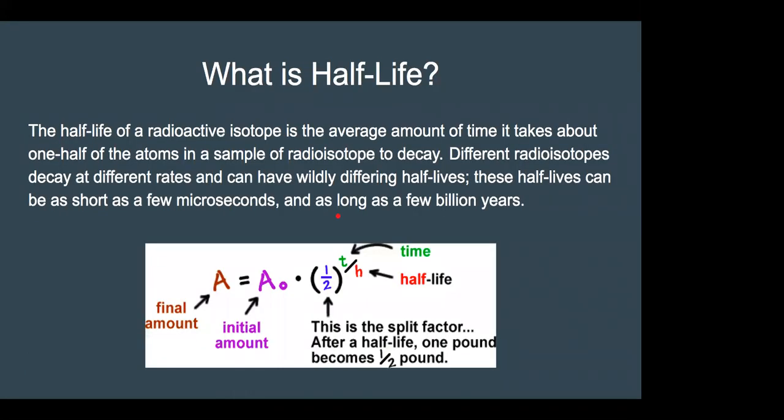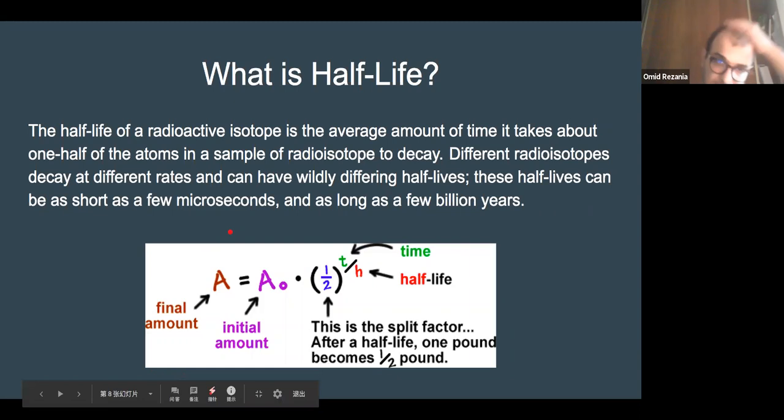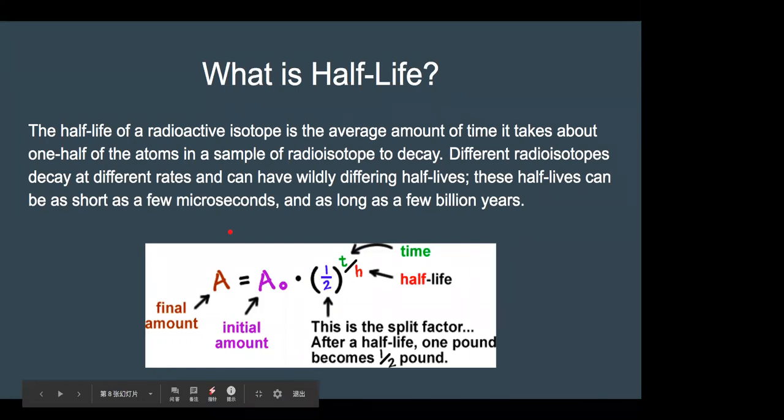And then, which page? Oh, 8. And then I will talk about what half-life is in mathematics. The half-life of a radioactive isotope is the average amount of time it takes for about 1/2 of the atoms in a sample of radioisotope to decay. Different radioisotopes decay at different rates and can have wildly differing half-lives. These half-lives can be as short as a few microseconds and as long as a few billion years.